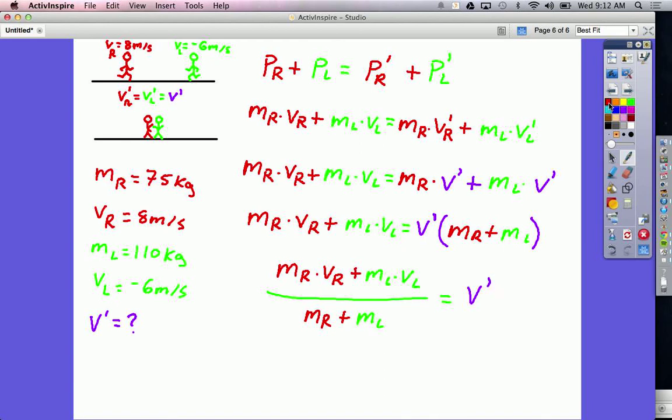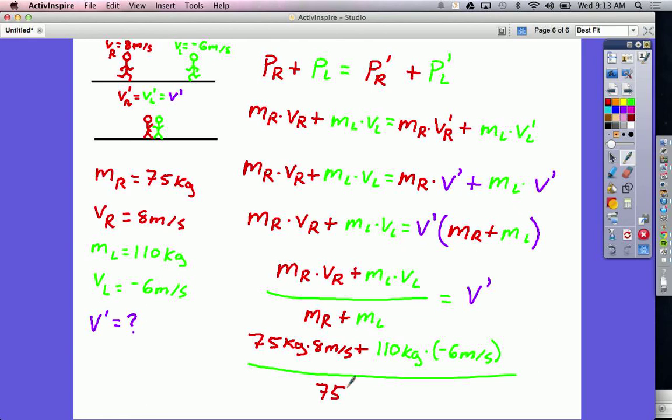So plugging in my numbers, I get 75 kilograms times 8 meters per second plus 110 kilograms times negative 6 meters per second. And that's all divided by 75 kilograms plus 110 kilograms.